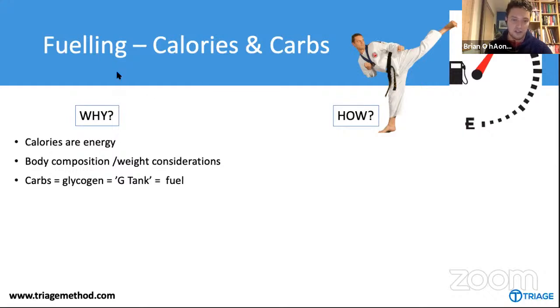So I mentioned glycogen already. I like to refer to this as the G tank. So glycogen tank, gas tank, keep that in mind. And you want this to be full in the context of your training. Glycogen is the stored form of carbohydrates in your muscles. You get a little bit in your liver, but mostly in your muscles. And this is the main source of fuel for your training, and for most sports and activities. Okay, it is the stored carbohydrate in your muscle in the form of glycogen.